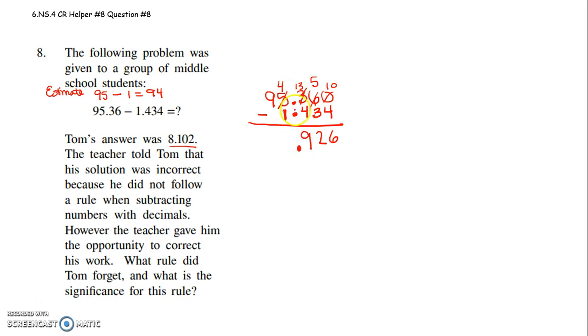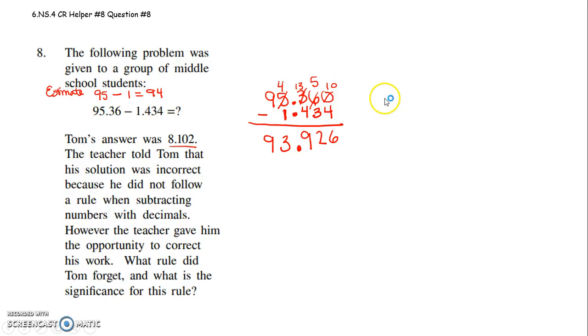Make sure I keep my decimal point. 4 minus 1 is 3, and then 9. So 93.926. Hey, that's pretty darn close to 94. So now this is a much more reasonable answer. All right. So he didn't follow a rule when subtracting.